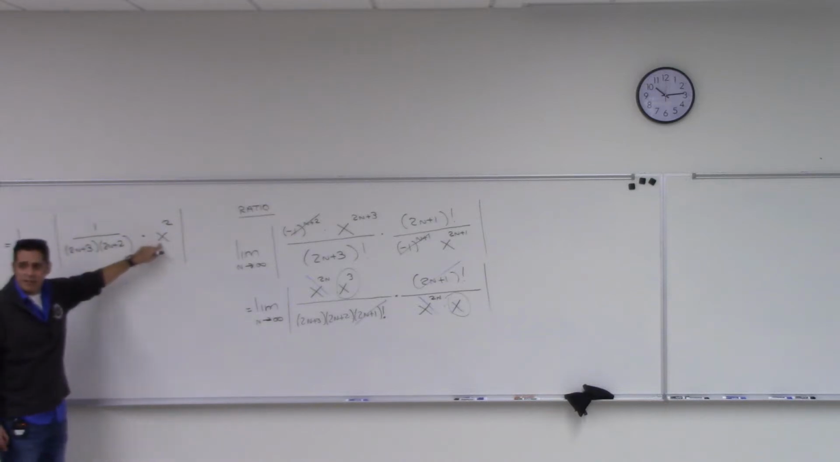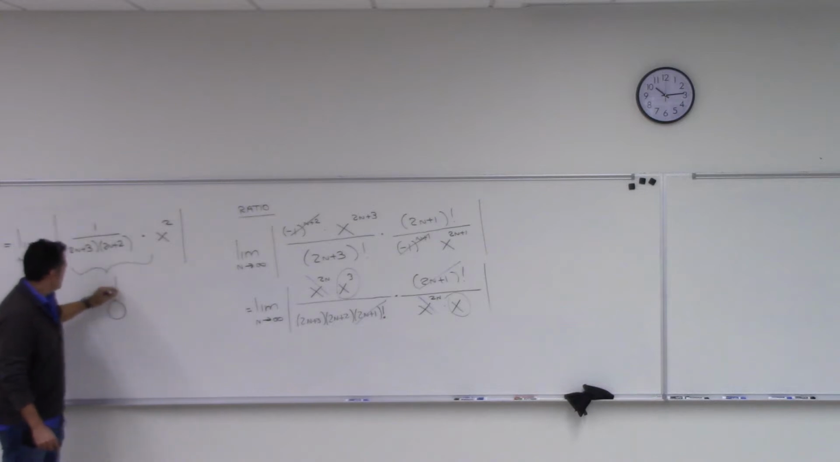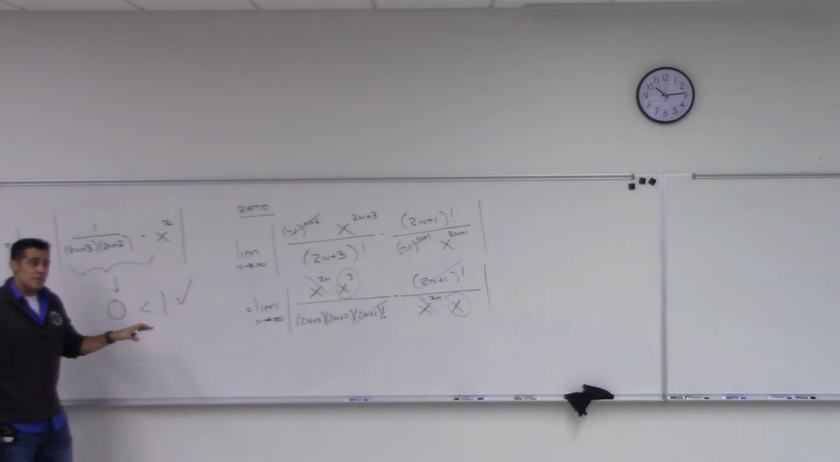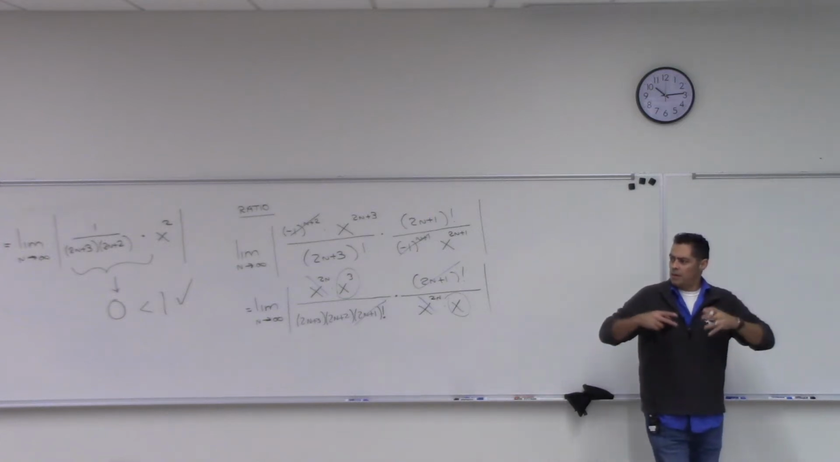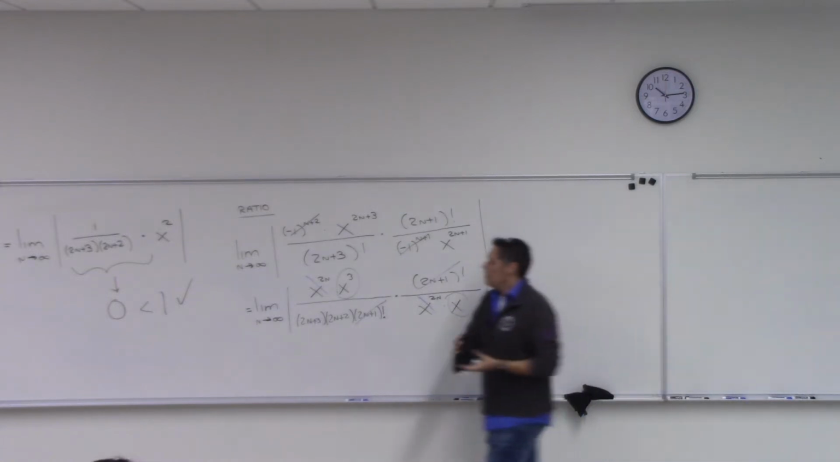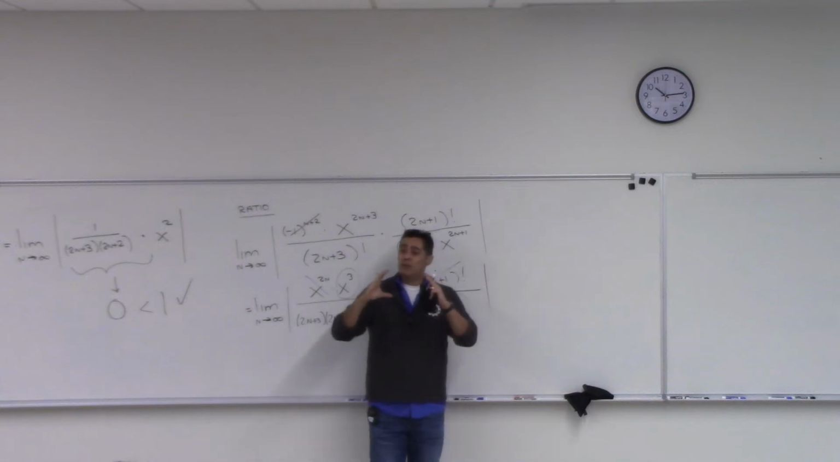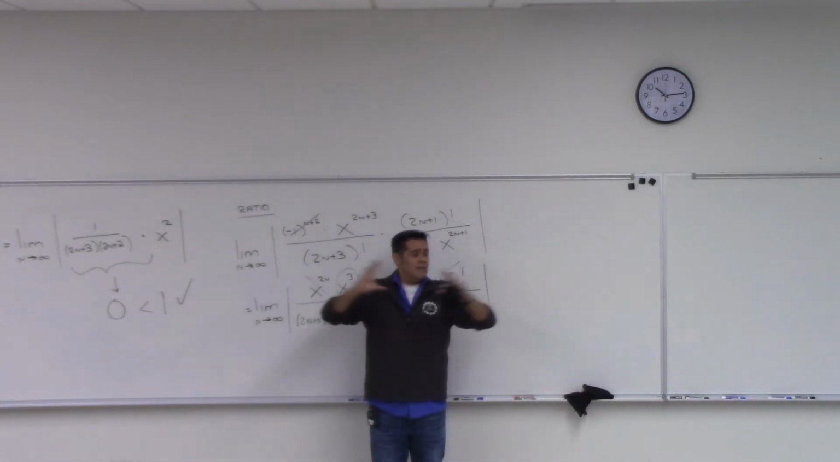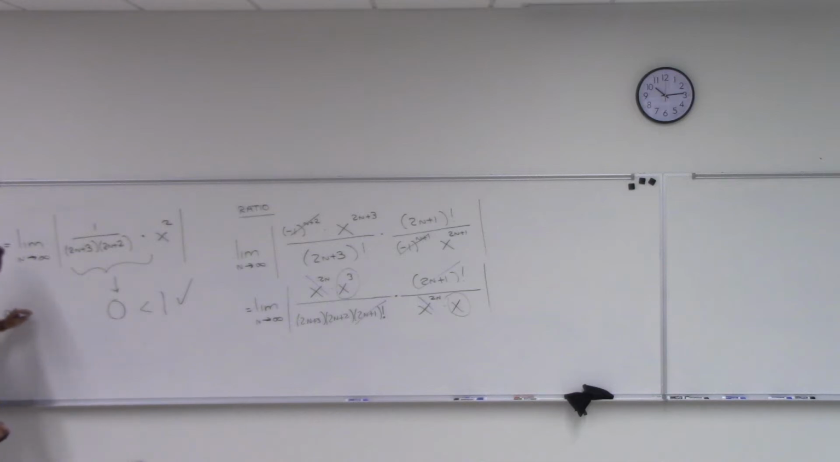Which means that it doesn't matter what x is. The whole thing goes to 0, which is always less than 1, which means, according to the ratio test, that this series converges absolutely for every value of x. No matter what x I plug in, I get this to be less than 1, which means that my radius of convergence, where this thing converges, is infinite. I can take any x value I want. So I have here that the radius of convergence is infinity. Now, I can actually tell you what the interval of convergence is as well. That's from negative infinity to infinity.